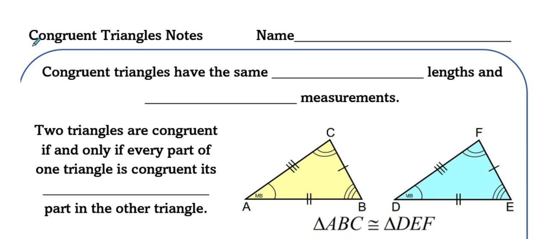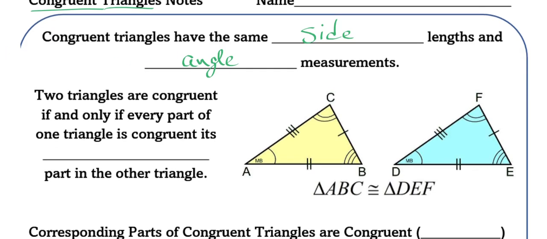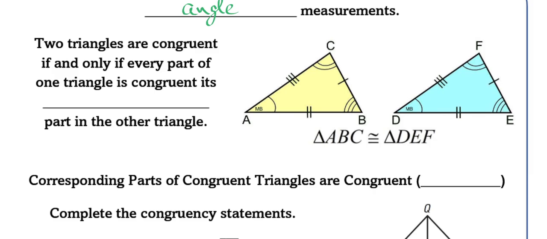Alright, here we're going to talk about congruent triangles. Congruent just means that they're equal in geometry. When we're talking about triangles, that means we have the exact same triangle. So congruent triangles have the same side lengths and the same angle measurements. Two triangles are congruent if and only if every part from one triangle is congruent to its corresponding part in the other triangle. Corresponding just means matching part.